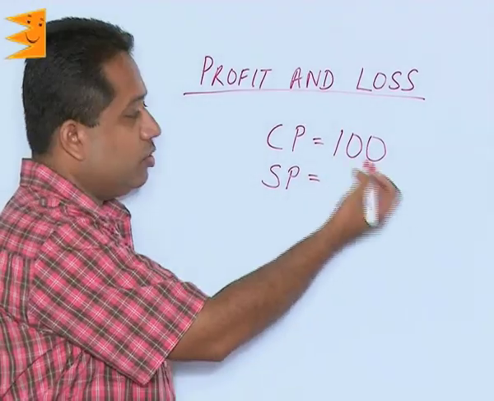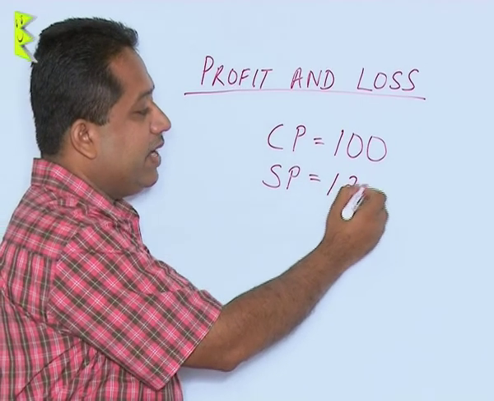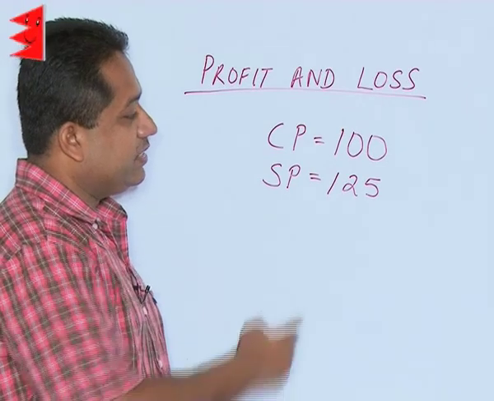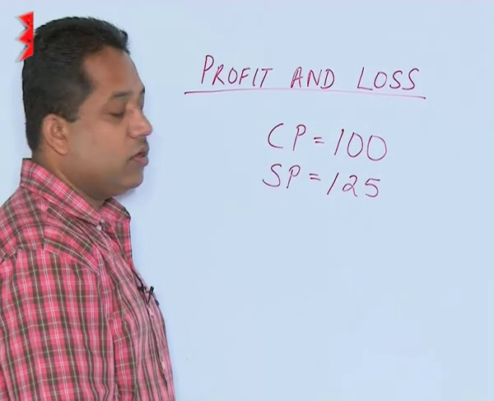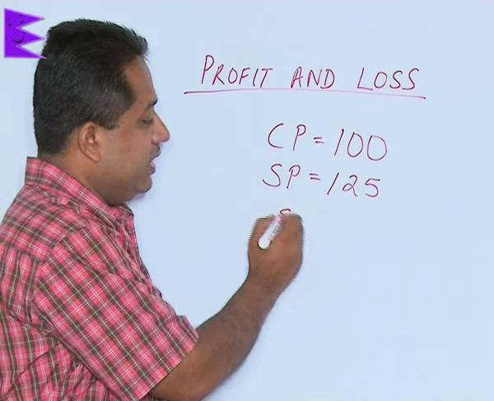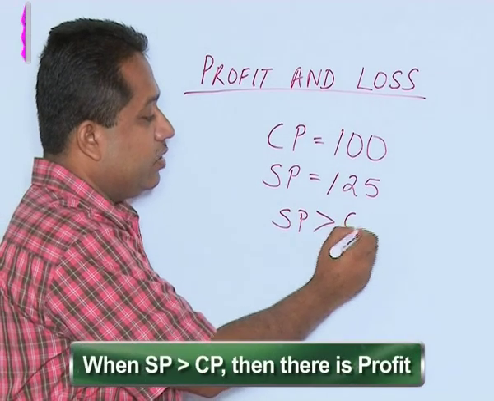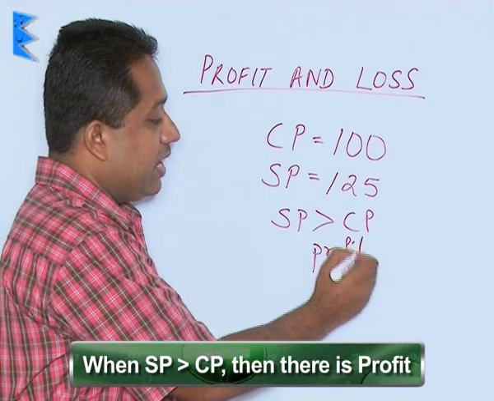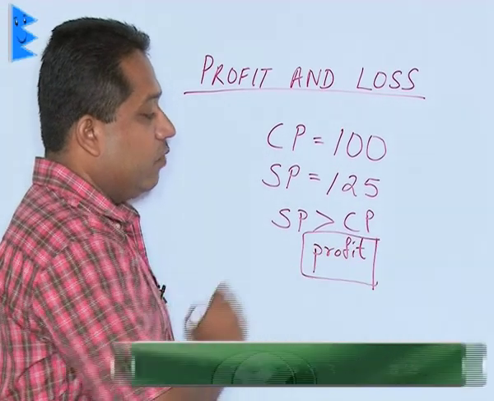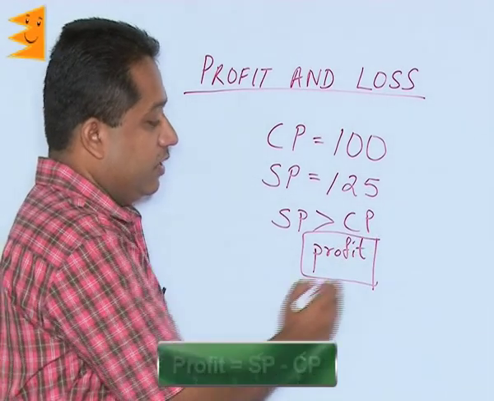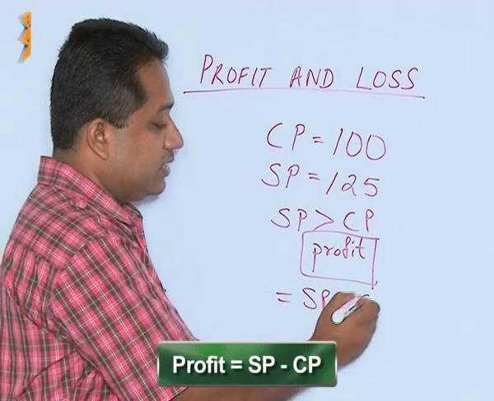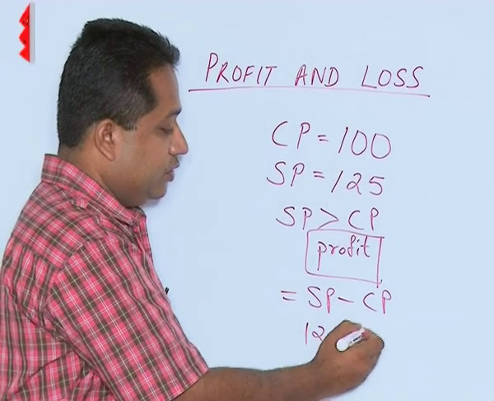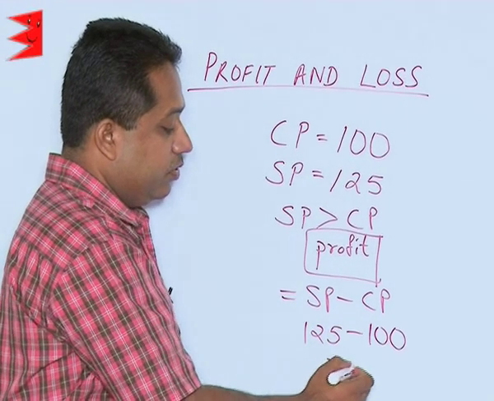Now he sells it to the customer, let's say at 125 rupees. Now what do we observe here? We observe that the selling price is more than the cost price. So whenever we find that the selling price is greater than the cost price, then we say that the shopkeeper will have a profit. And what is the profit equal to? Profit is equal to the selling price minus the cost price. In this case, that is going to be 125 minus 100, which is equal to 25 rupees.